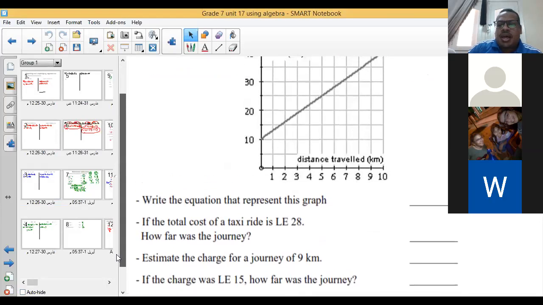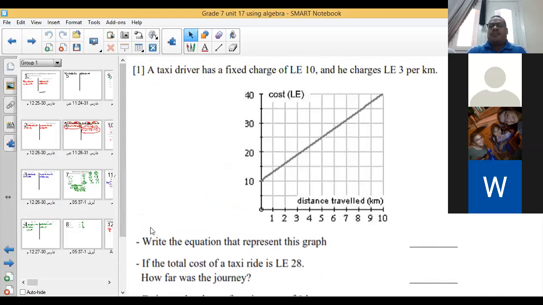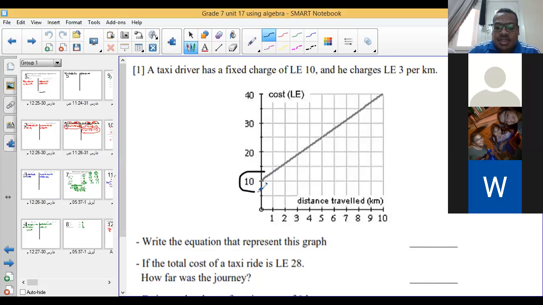Write the equation that represents this graph. To find any linear function, we have to find m, the gradient, and the intercept from the y-axis. The intercept from the y-axis here is clear to us, 10. So c equals 10.